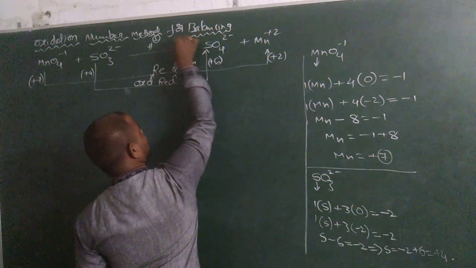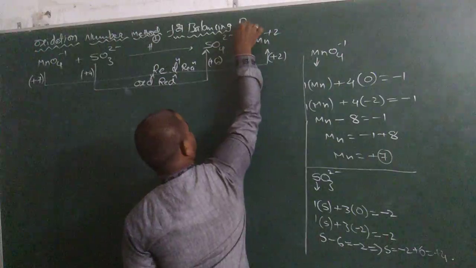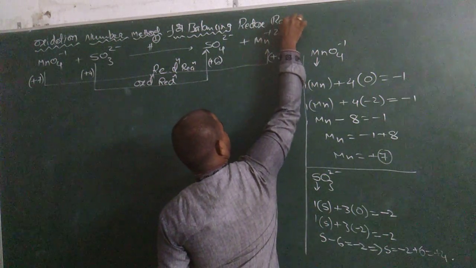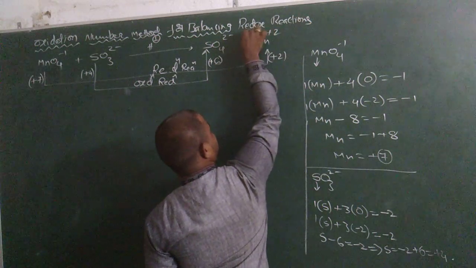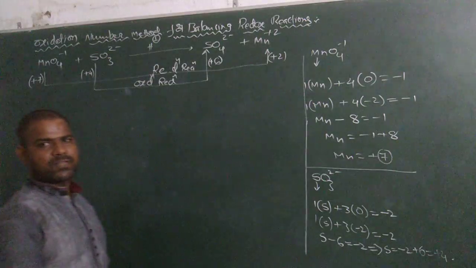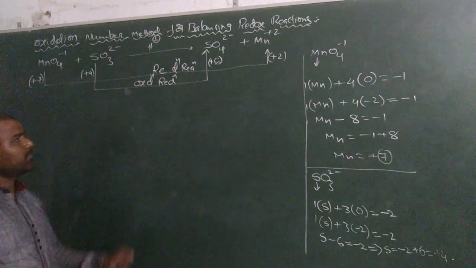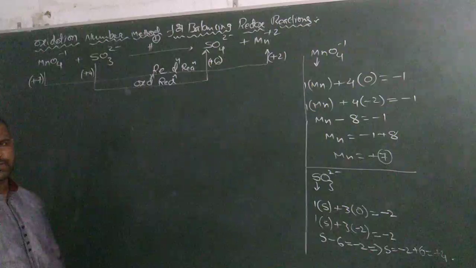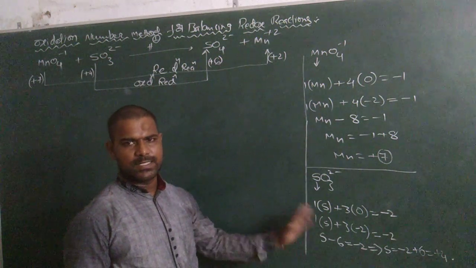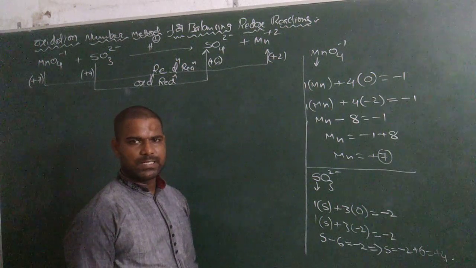Oxidation number method for balancing redox reactions. In this method, first we will have the equation. In that equation, we are going to calculate the change in oxidation state of elements of the given ions. By this method, we can calculate the change in oxidation state of elements.